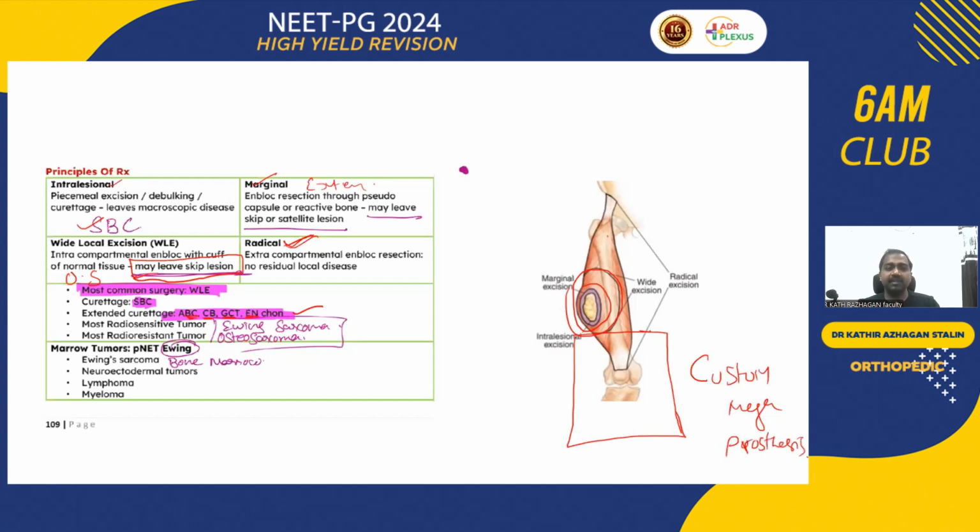Am I making sense? In marginal lesion, you will not be even removing satellite tumor. You will not be removing a skip tumor. In wide local excision, you will remove the satellite tumor, but not the skip tumor. Guys, are you understanding? But in radical, you will remove both satellite and skip lesion. Only you will not be removing a distal metastasis.